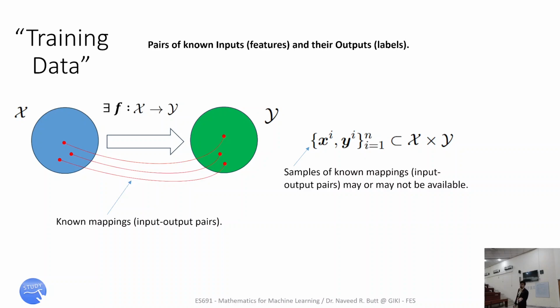Supervised learning versus unsupervised learning. Okay, we will see that. But if they are available, very good. They will help us train our machine learner, whatever the system that is. So training data is pair of known features and labels. What you already know, we will train on that. What you don't know at all, you cannot train on.